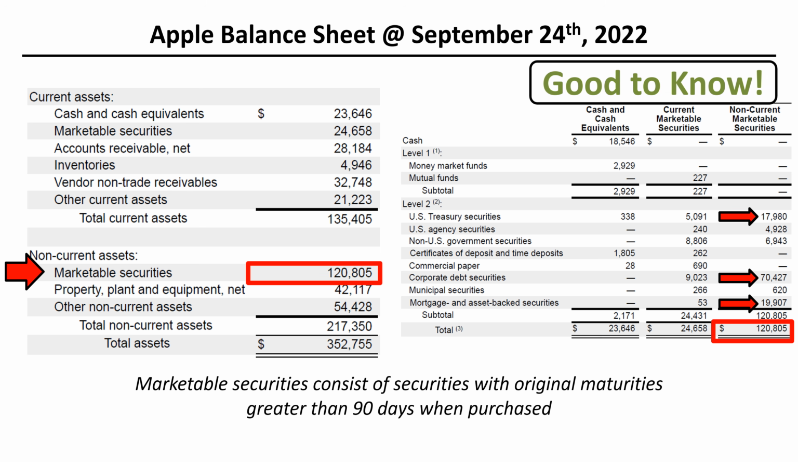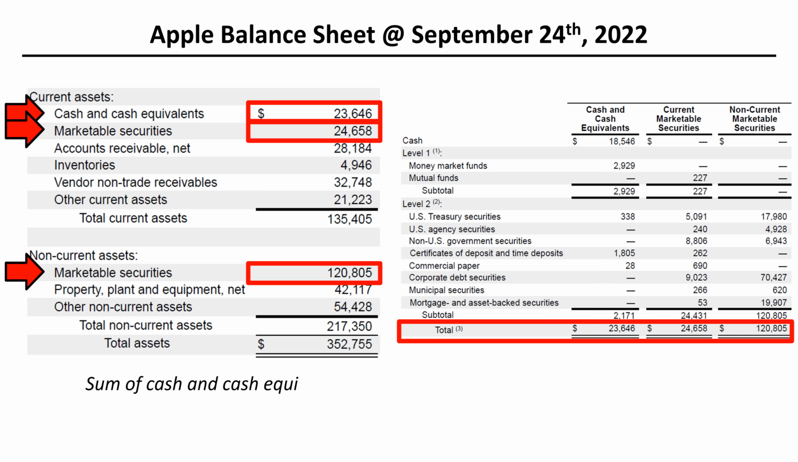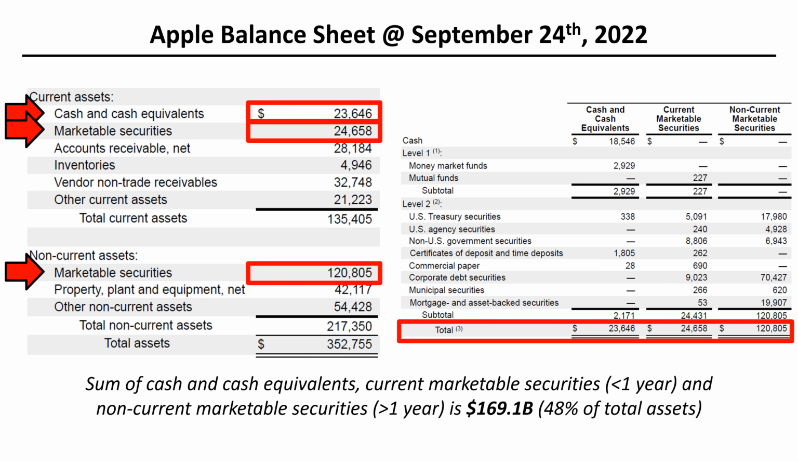All three balance sheet items that we have looked at so far on the left have a detailed list in the table on the right. Zooming out to the bigger picture, the sum of cash and cash equivalents, current marketable securities and non-current marketable securities is $169.1 billion, or 48% of total assets. That's a stunningly large number, both in absolute as well as relative terms, and not something you see very often on other companies' balance sheets.